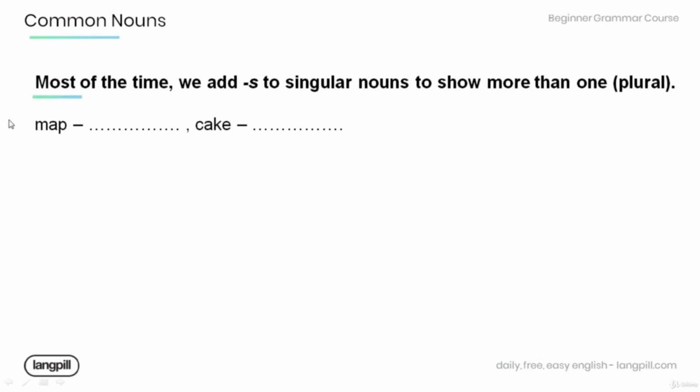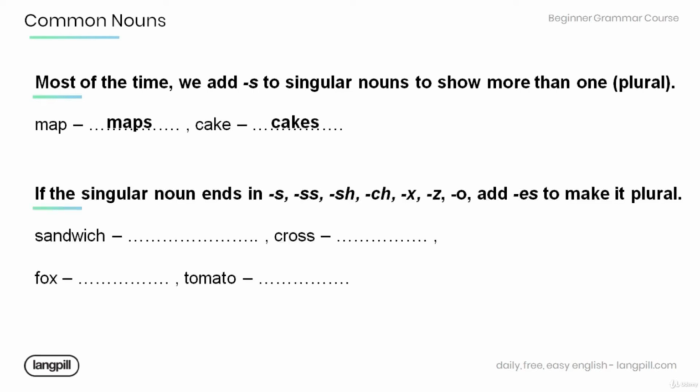What is the plural form of the word map? Maps. The word cake? Cakes. And if the singular form ends in s, ss, sh, ch, x, z, or o, add es to make it plural. More than one.